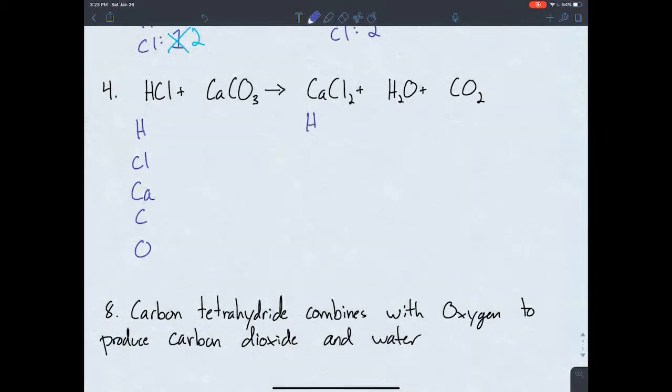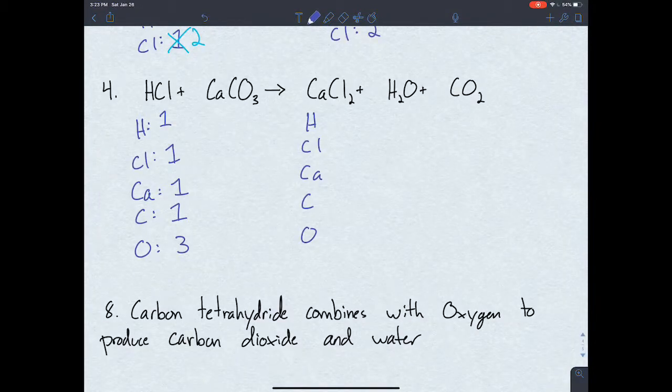Okay, so on this side, H, Cl, Ca, C, O. A lot of atoms in this one. On this side, for hydrogens, I have 1. For chlorines, I have 1. Calcium, I have 1. Carbon, I have 1. Oxygens, I have 3. Over this side, I have 2 hydrogens, 2 chlorines, 1 calcium, 1 carbon, and now I have oxygen in 2 places. It's okay, I have 2 here and 1 here, so I have 3 total.